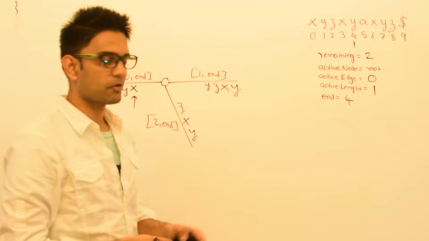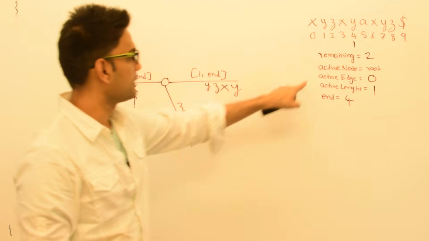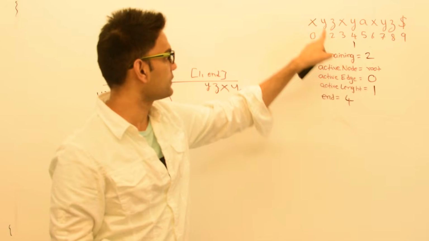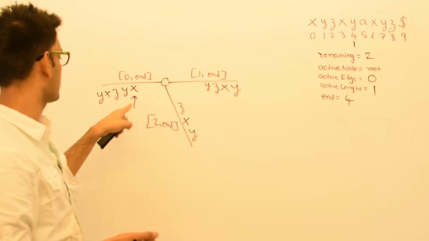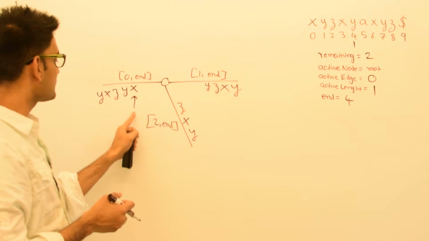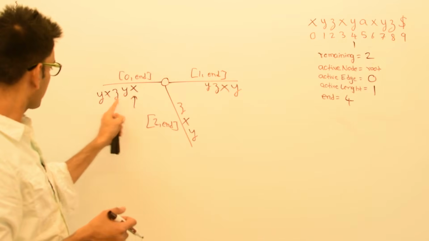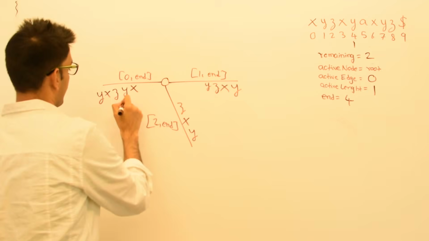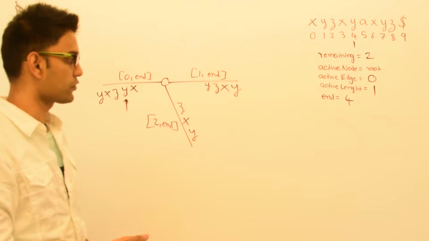Then we start our processing from our active point. How to find our active point? From active node root, go in the direction of index 0, which is x, and move active length 1. So move 1 in the direction of x. So that's where our phase will start. So from here we check, is the next character from here this character y? So the next character from here is y. So we move this by 1. Again a rule 3 extension happens.